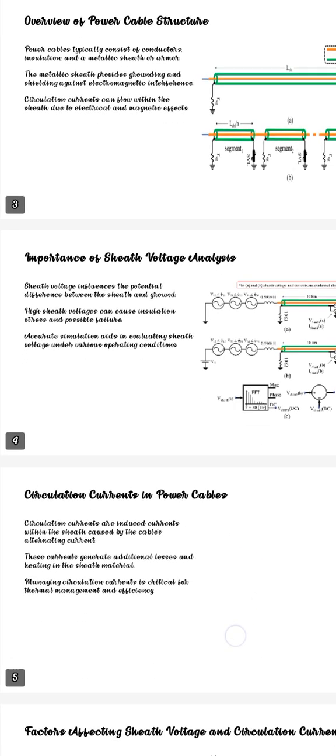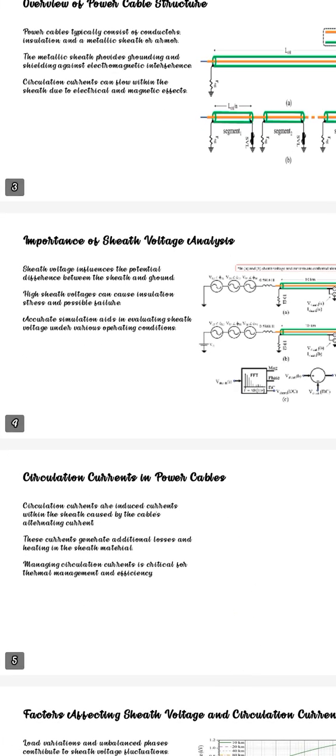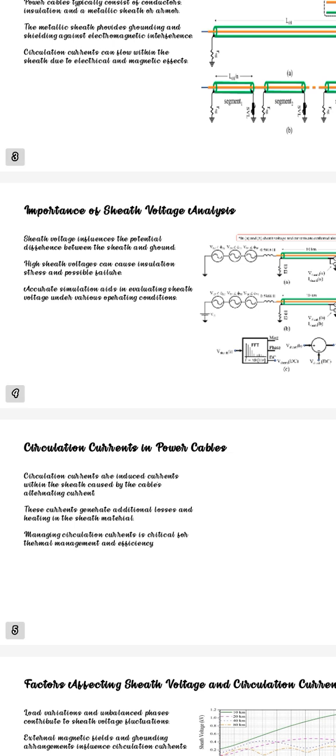Importance of sheath voltage analysis. Sheath voltage influences the potential difference between the sheath and ground. High sheath voltage can cause insulation stress and possible failure. Accurate simulations aid in evaluating sheath voltage under various operating conditions.